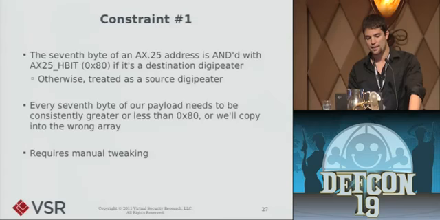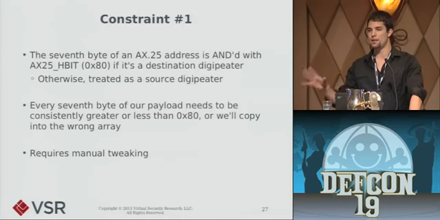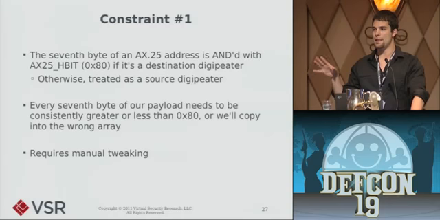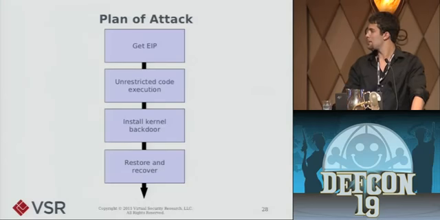Now, you may also notice that there's a constraint here. The 7th byte of every AX25 address is actually ANDed with a flag that indicates whether it's a source or destination digipeater. And that means in our payload, we need to obey that constraint. Every 7th byte needs to be consistently greater or less than 0x80. Otherwise, one 7-byte chunk might be copied into one array, and then the next one might be copied into a different array, and it would be very difficult to handle, and it would be a pain. So this sort of just required me to go through the exploit and manually check that this constraint was satisfied. So now we've got a plan of attack.